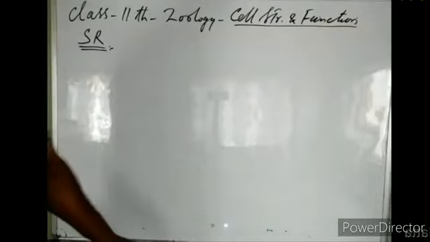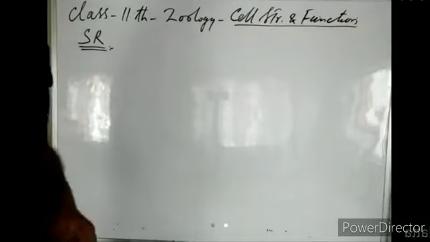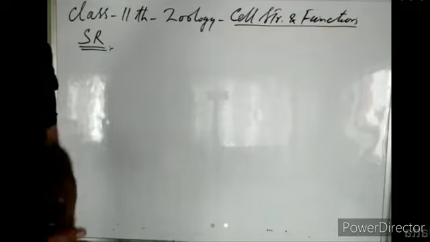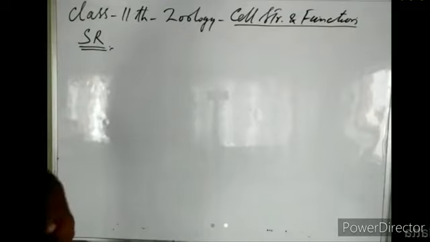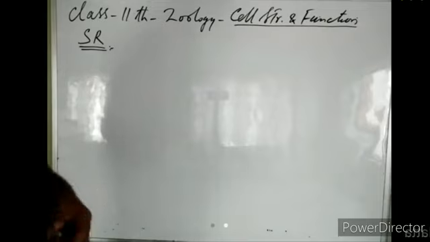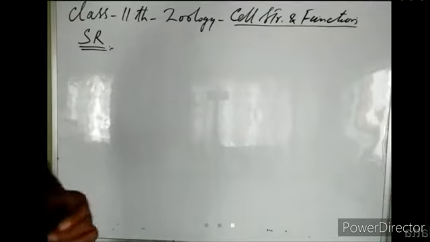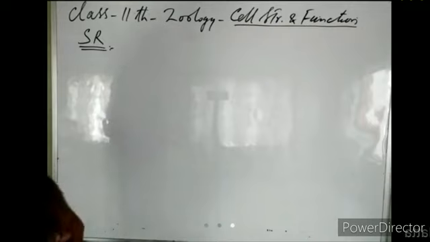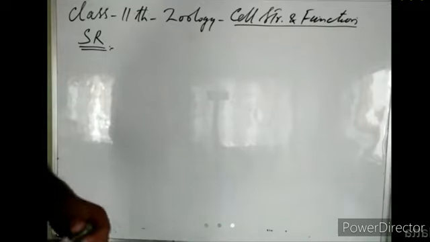Let us start today's topic. Yesterday we were discussing the endoplasmic reticulum, which is formed of three elements: cisternae, tubules, and vesicles. Then we classified the endoplasmic reticulum into three types: rough endoplasmic reticulum, smooth endoplasmic reticulum, and sarcoplasmic reticulum.